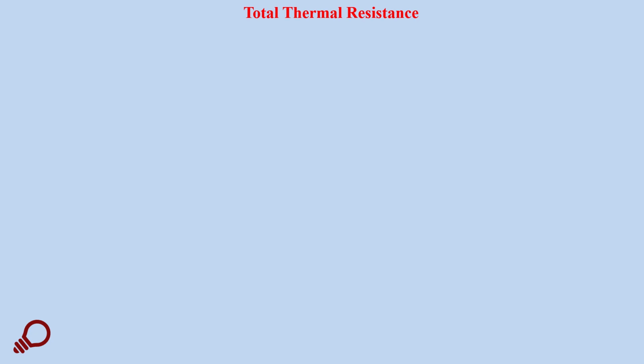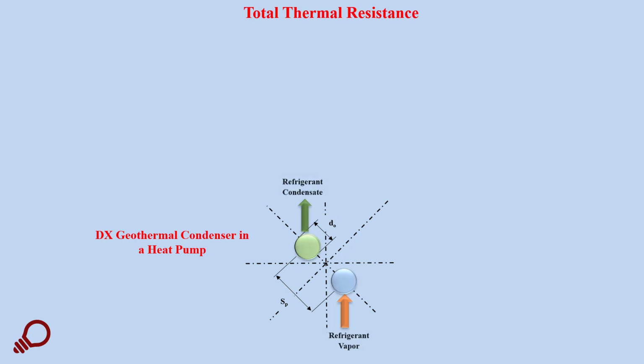To estimate the total thermal resistance of the borehole, let us consider this single tube arrangement where refrigerant vapor enters the heat exchanger at one leg and leaves as a condensate through the second leg, and then it will be called the DX geothermal condenser in a heat pump, as there is no intermediate fluid to be circulated between the heat exchanger and the rest of the components of the heat pump, because only freon will be circulated between the heat pump and this heat exchanger in the ground.